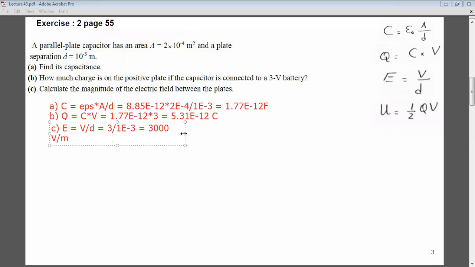V is voltage, so it's in volts. D is distance, so it's in meters. So the unit of E is V over M. Okay, let's do another one.